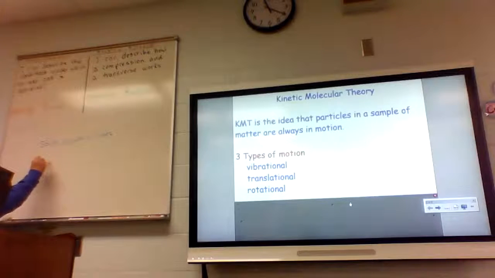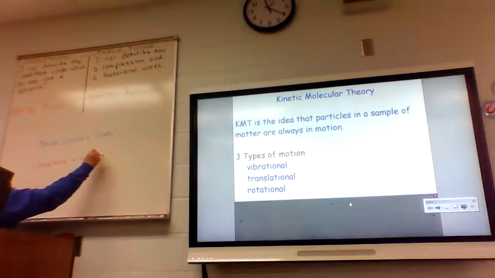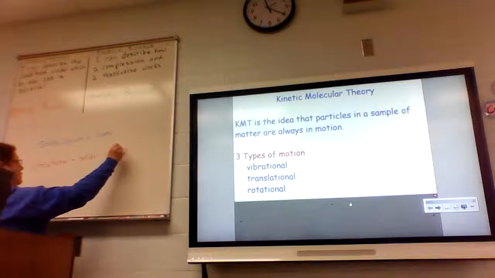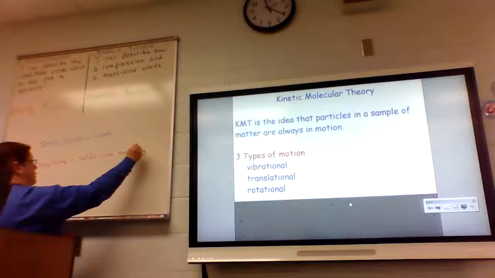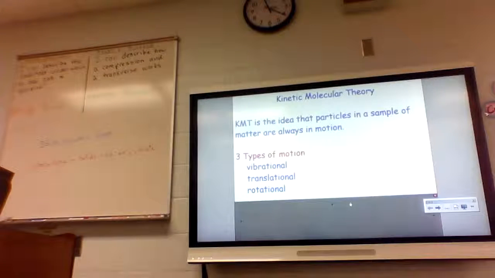When we did this the other day, you told me, and I said you were right, besides vibrational, what types of materials vibrate? Solids. Metals. Right, solids can only vibrate. Now, liquids and gases could also vibrate, but solids can only vibrate. They cannot do rotational or translational motion.